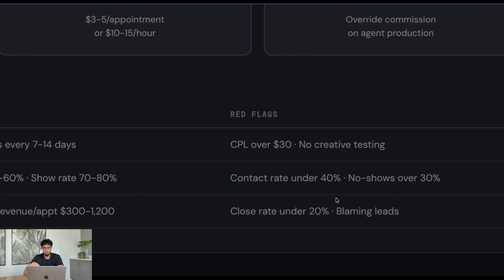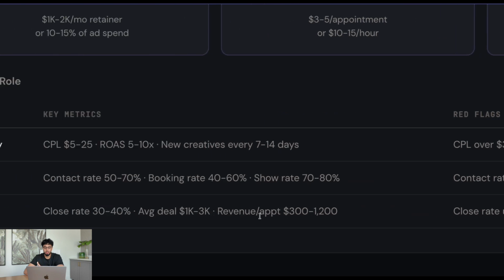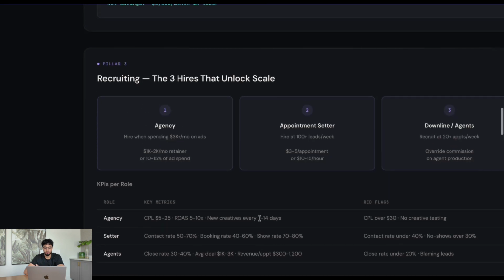If your team is closing under 20%, they're blaming the leads, you need to find out what the real bottleneck is, and that is a red flag you need to fix immediately because you need to make the most out of your leads. You need to figure out whether it's leads or the closing rate, or both. So you need to figure out what is actually stopping you from scaling.